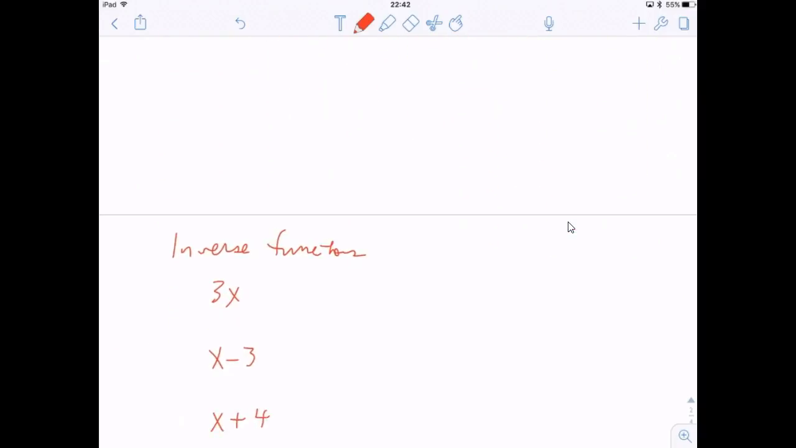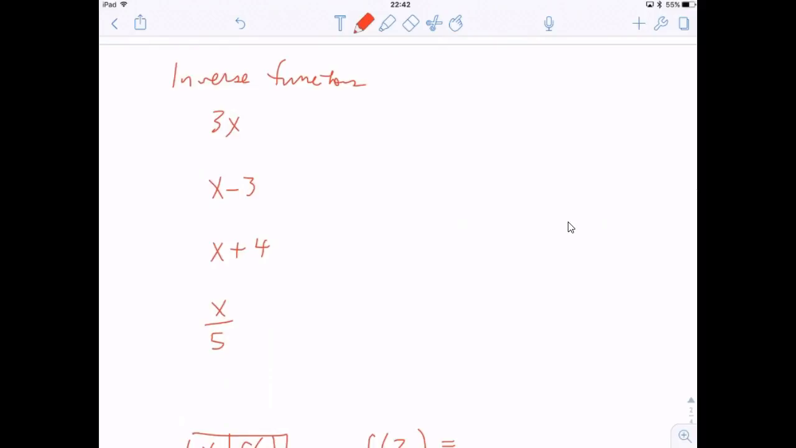Moving on. I'm going to identify some inverse functions here. The inverse function of 3x, or multiplying something by 3, is x divided by 3, or dividing something by 3. The inverse function of multiplying by 3 is dividing by 3. What about the inverse function of subtracting 3 from something? That would be adding 3 to something. How can I check these?